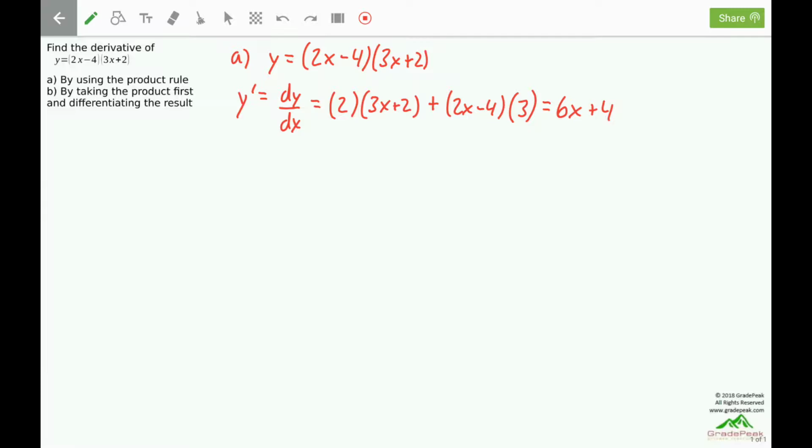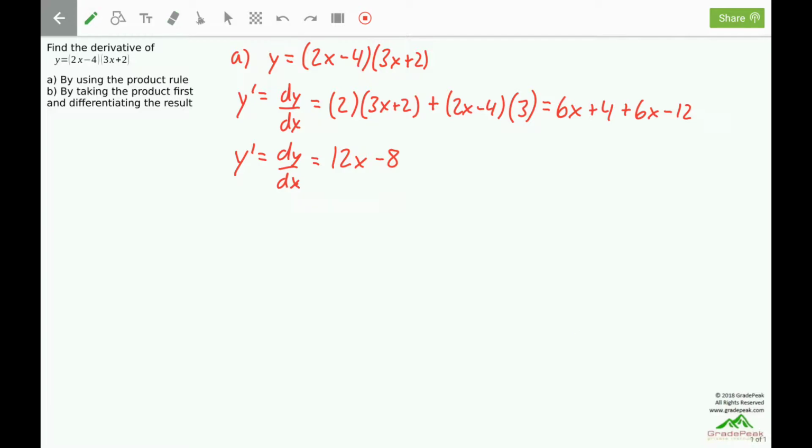And we can distribute the 3 into the second expression. 3 times 2x is a 6x. And 3 times a negative 4 is a negative 12. And we can then combine like terms together. So y prime, or dy/dx, equals 6x and 6x can combine to be 12x. And the 4 and the minus 12 can combine to be minus 8.